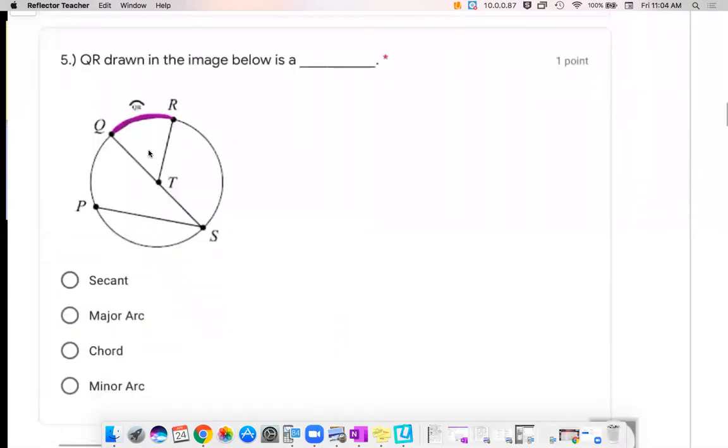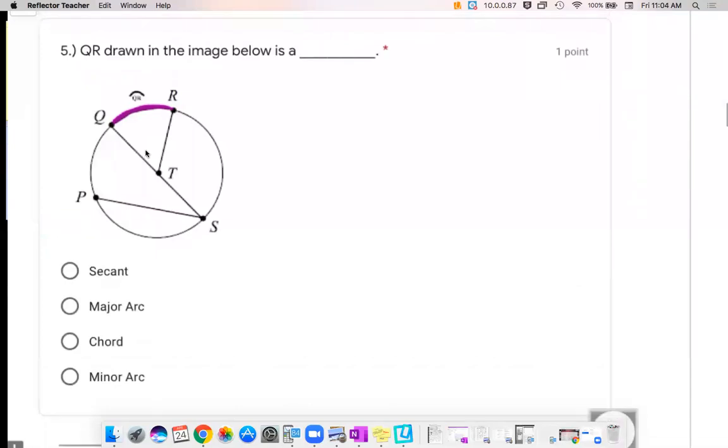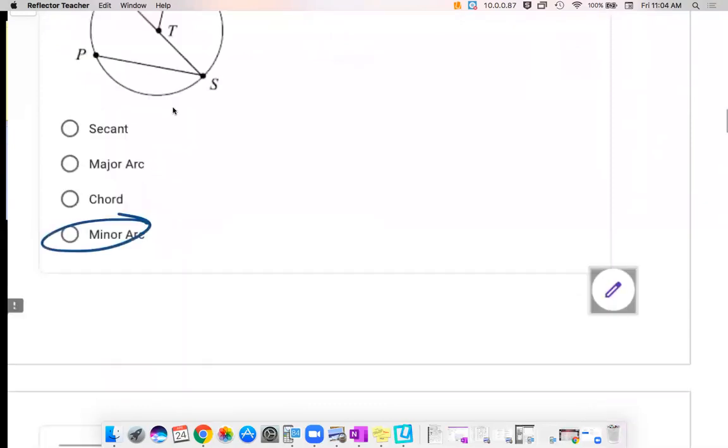This one says QR below is a what? So it's definitely an arc, and it's a minor arc because it's less than 180 degrees. So this should be a minor arc is your solution.